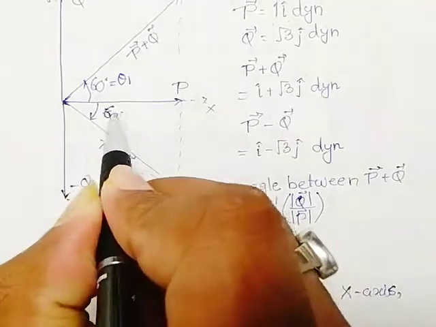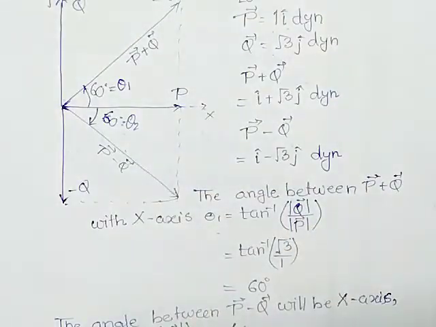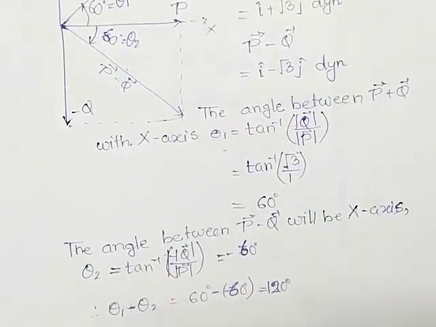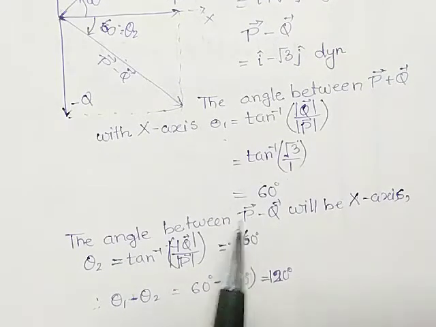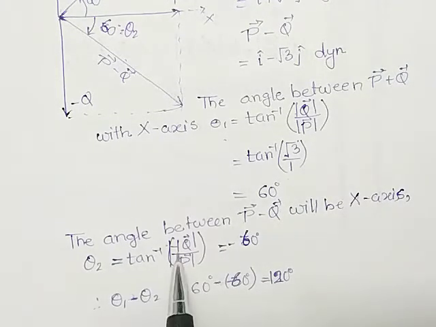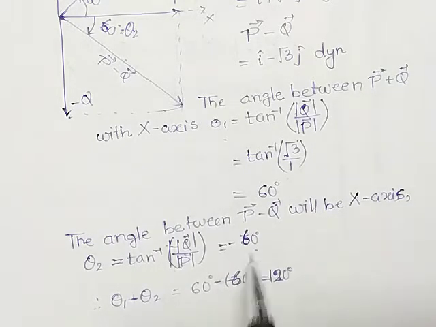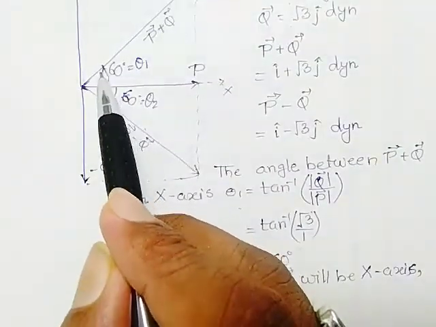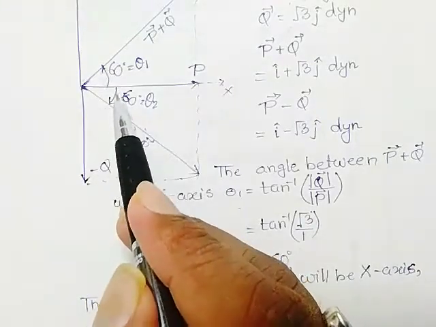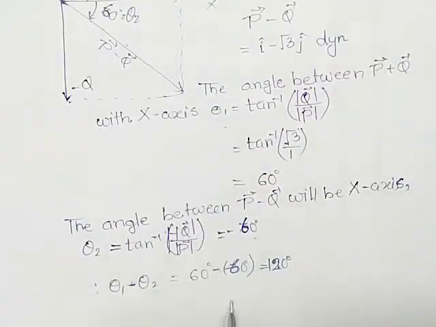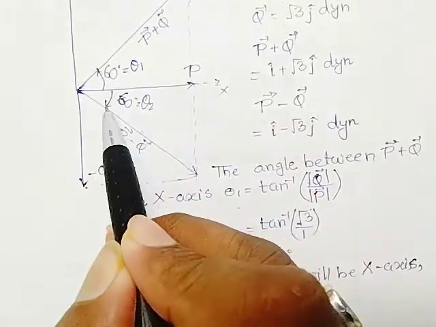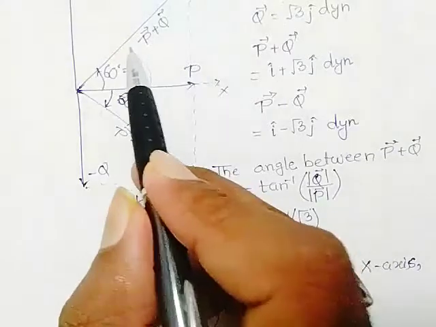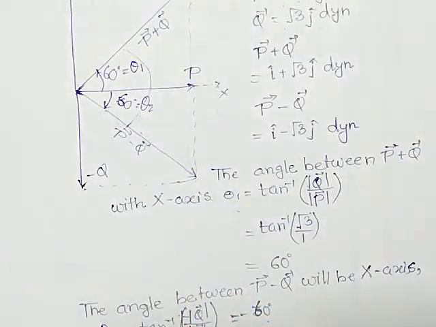If I want to find out this angle, it is theta 2. If I consider it is theta 2, then the angle of the P vector minus Q vector with the x-axis is minus Q vector by P vector. Q vector is minus root 3 divided by 1. So tan inverse of minus root 3 will be minus 60 degrees. So what is the angle between them? 60 degrees plus 60 degrees. It is 60 degrees in the anti-clockwise direction, so positive. This theta 1 is 60 degrees that we have calculated, and the other is minus, in the clockwise direction. So what is the angle between these two? The angle between these two will be in total 120 degrees.